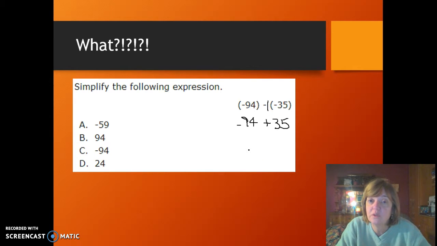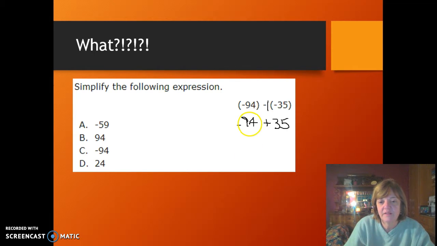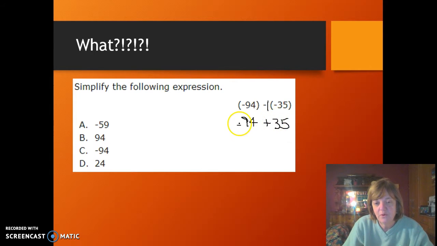Now, what was the rule for adding two numbers that have different signs? Okay, the rule is subtract them as if they don't have any of the signs. Just do the subtraction because they are different signs. And then look back at the original problem. Which number is the bigger one if we ignore the signs? So let's look at our problem. We've got negative 94 plus 35. So we want to take 94 and subtract 35. Okay, so what's 94 minus 35?